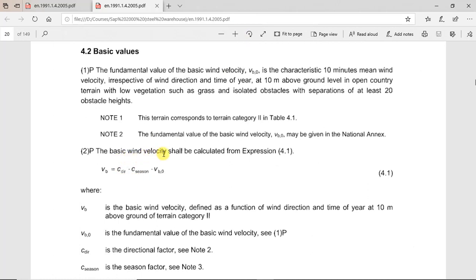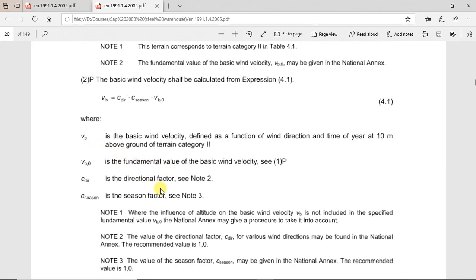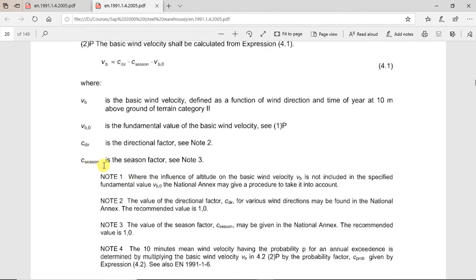The basic wind velocity shall be calculated from expression 4.1. This expression, vb equals c_dir times c_season times vb0. vb is the basic wind velocity defined as a function of wind direction and time of year at 10 meters above ground of terrain category 2. vb0 is the fundamental value of the basic wind velocity, and c_dir is the directional factor, and c_season is the season factor.